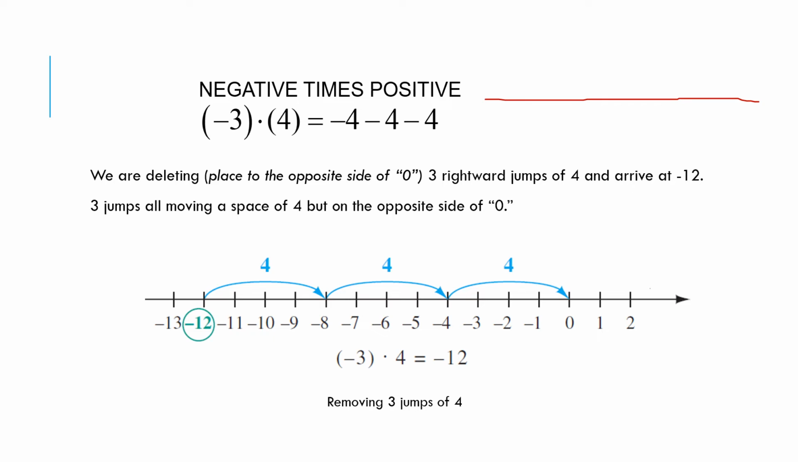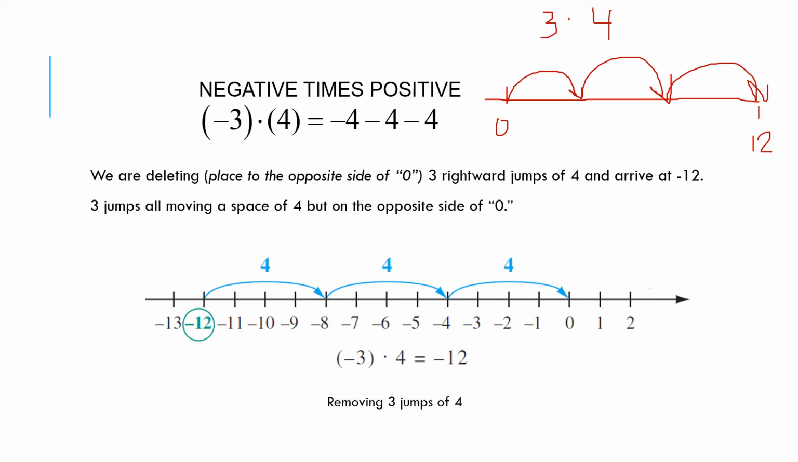Okay, so typically if this negative sign weren't here, if this were just 3 times positive 4, we know we'd start at 0 and do our 3 jumps of 4. Here's my first jump of 4, here's my second jump of 4, here's my third jump of 4, and I would land at 12. We know that's how we would show 3 times 4.